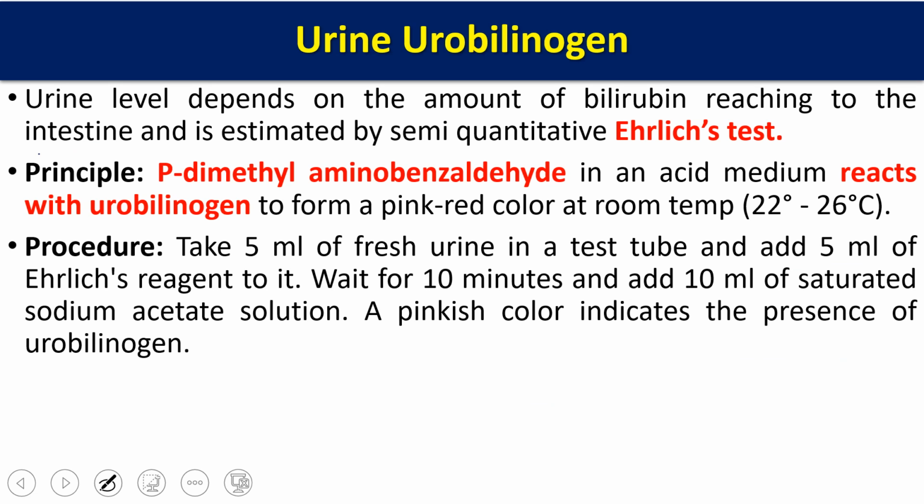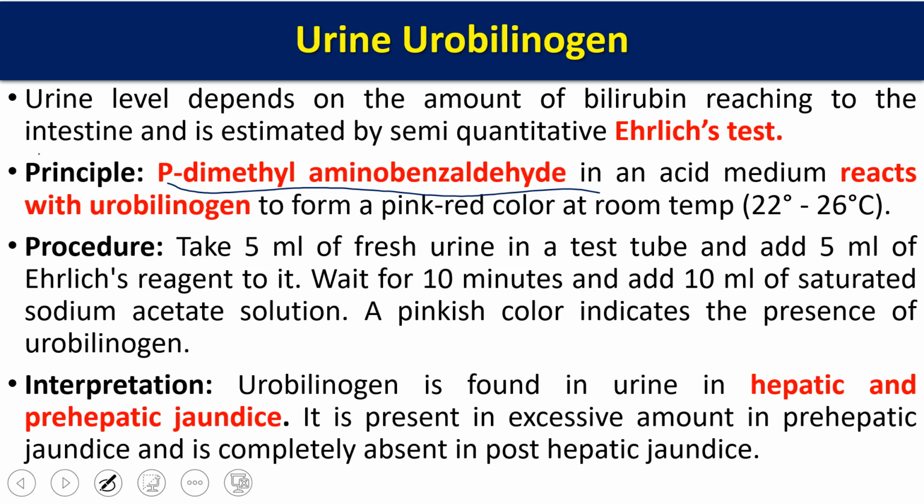In this case, we take 5 ml of fresh urine in a test tube and add 5 ml of Ehrlich reagent. This is the Ehrlich reagent. Wait for 10 minutes and add 10 ml of saturated sodium acetate solution, and then observe the color. A pinkish color indicates the presence of urobilinogen.